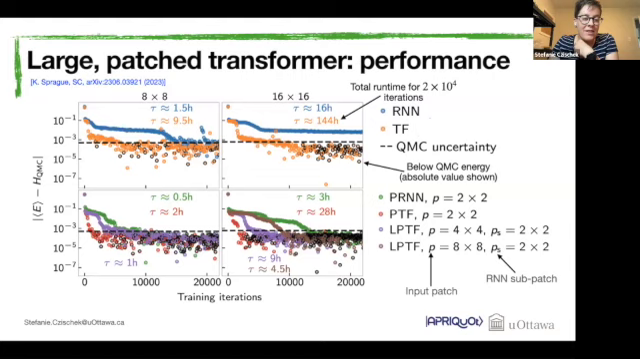So again, the upper plots are the same as before. Green and red down here are also the same data as we have seen earlier. So these are just the 2x2 patches. The new data is the purple one and the brown one, where we now use these large patch transformers with 4x4 or 8x8 patches as input to the transformer. And then the RNN always breaks down the large patches into smaller 2x2 patches.